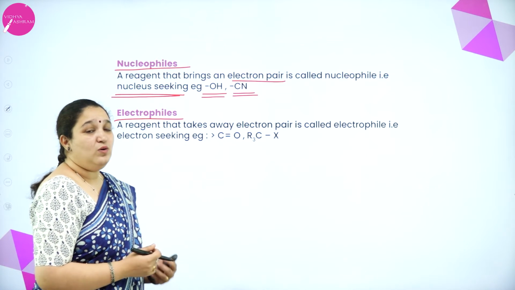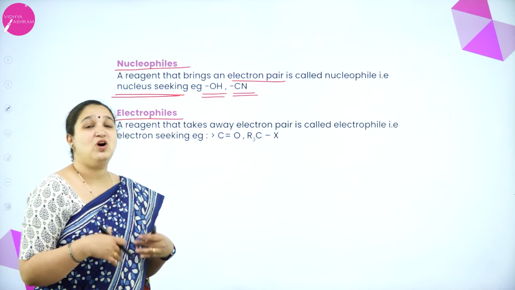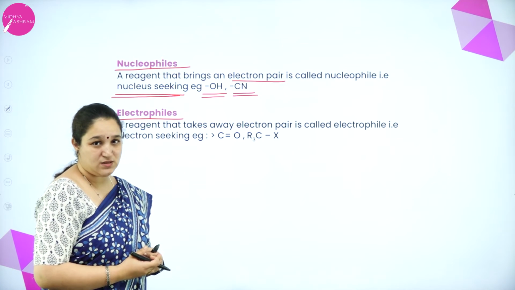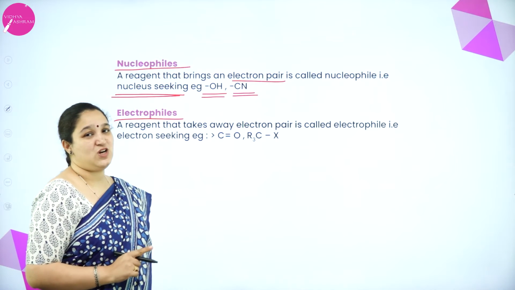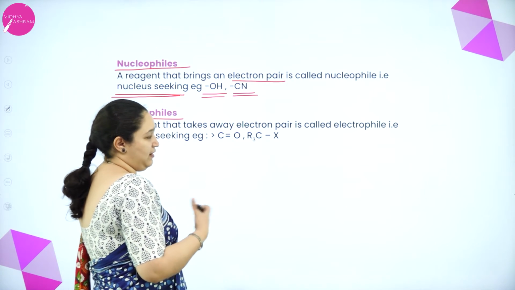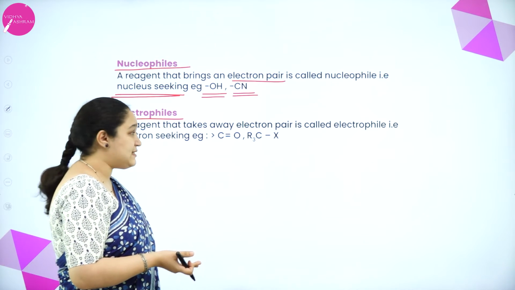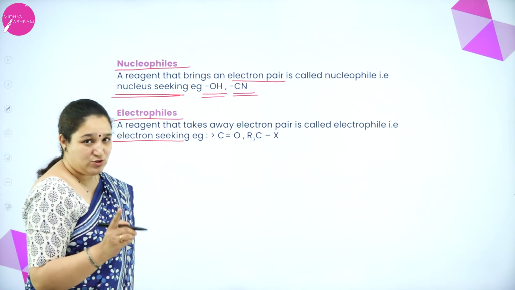Okay. Now, what is the meaning of electrophile? Electron loving. It loves to go towards electron rich centers. That means itself should have a positive charge, isn't it? So, the reagent that takes away an electron pair, it loves to take the electron, or it loves to go towards the electron center. They are electron seeking. Then we call them the electrophile.